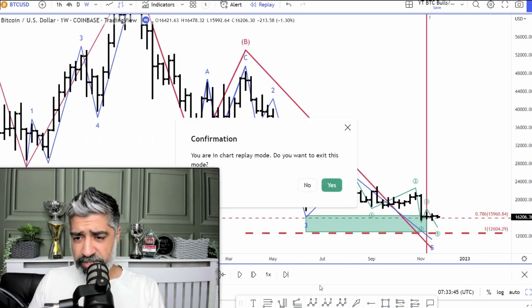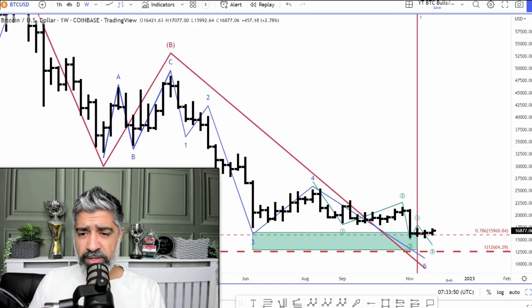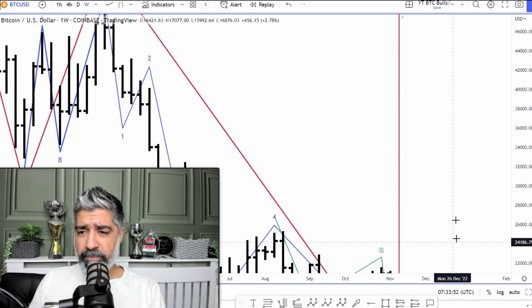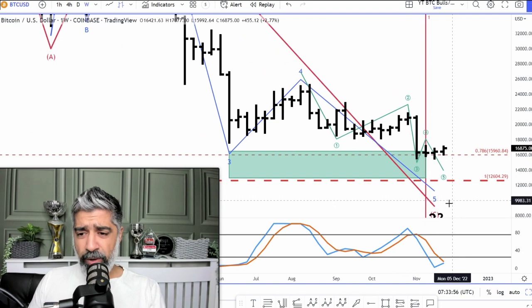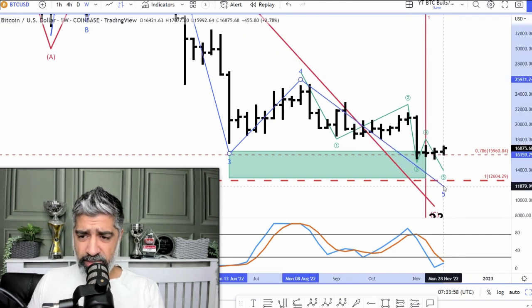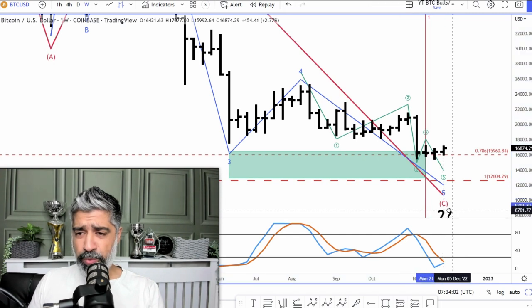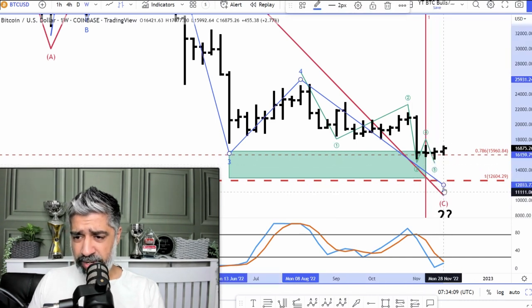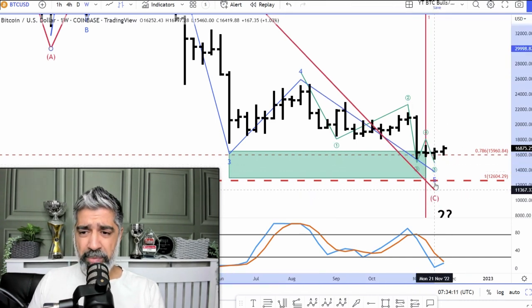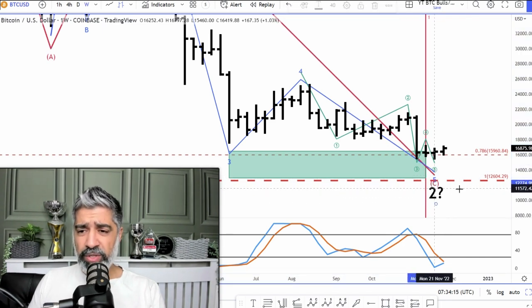So if I just now get rid of this and take it live. We don't want to jump the gun necessarily, but is it possible that this is wave 5 of wave C of a 2? In this zone, we could probably call it here. Here will be the accurate point. So if we're getting very accurate from a pattern perspective, could this be the low?